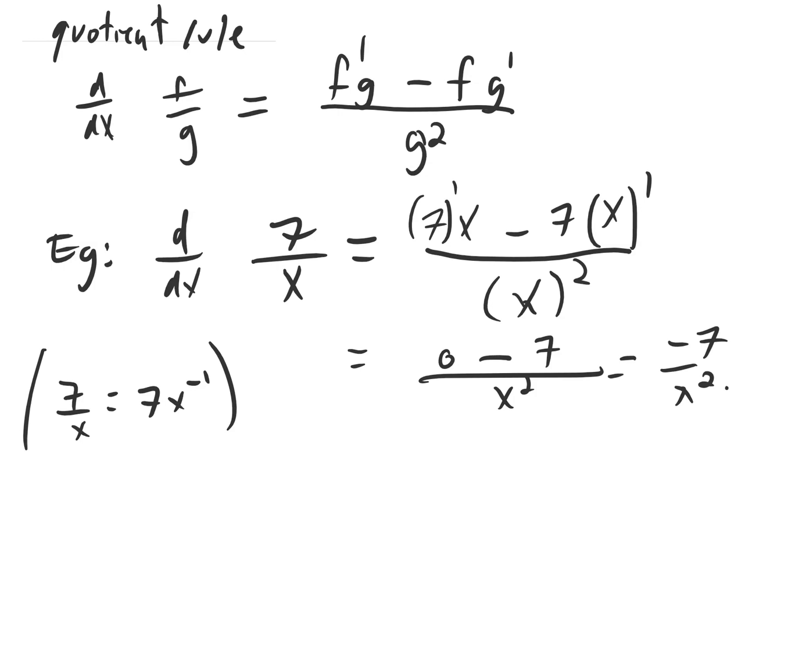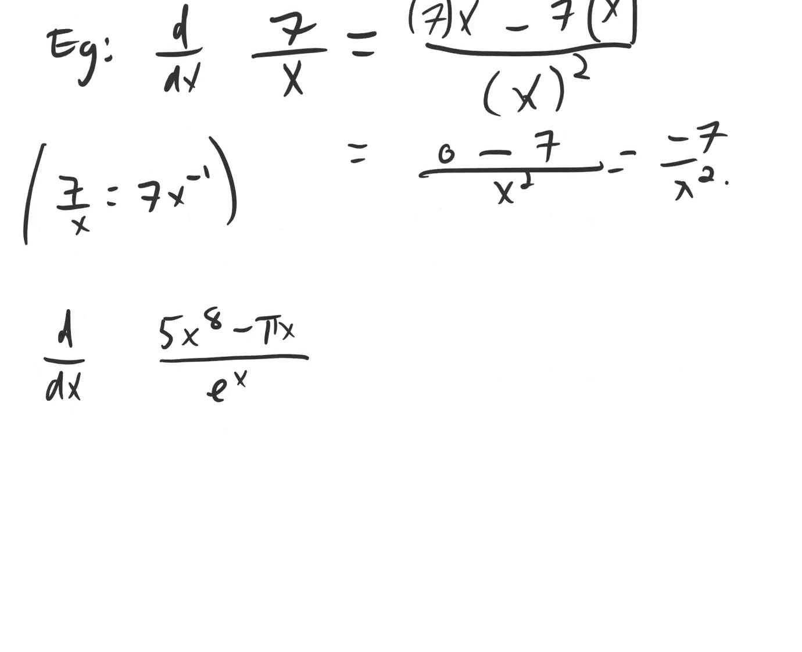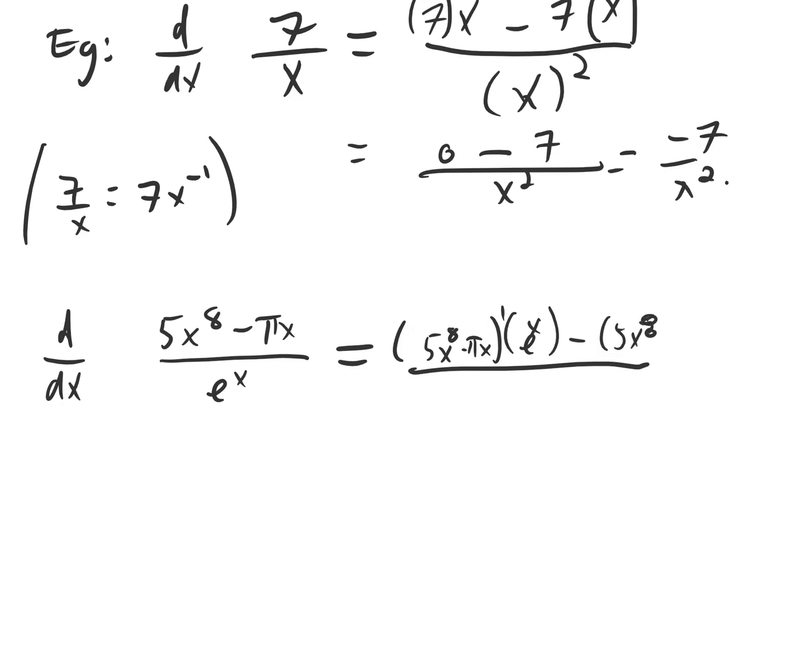All right, but let's try it with a more interesting, complicated example. All right, here's a reasonable example. We've got a polynomial on top, exponential on the bottom, that's e to the x. Let's take the derivative of this thing. First, I'm going to write down what the quotient rule tells me about the derivative. The quotient rule tells me it will be the derivative of 5x to the 8 minus pi x, that's prime, times the denominator e to the x, minus the numerator 5x to the 8 minus pi x, times the derivative of the denominator, all over the denominator squared.